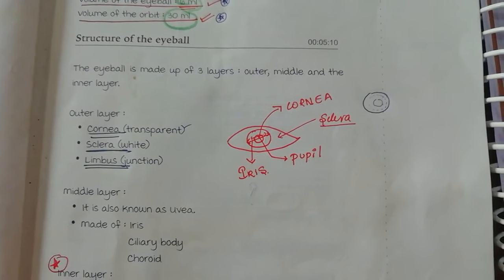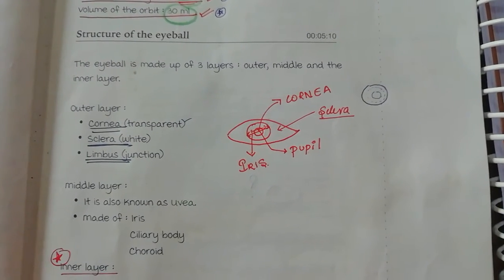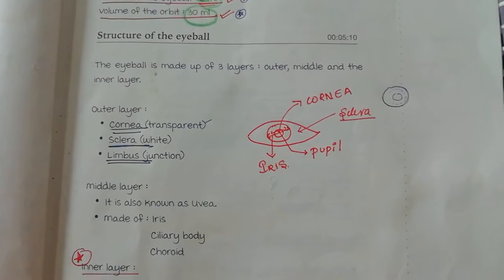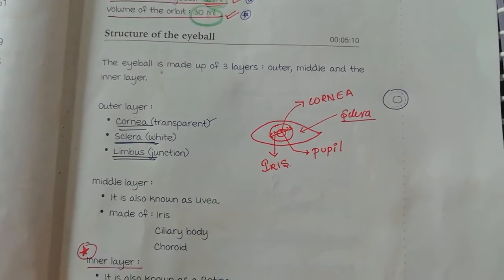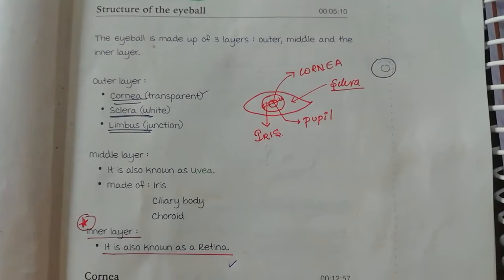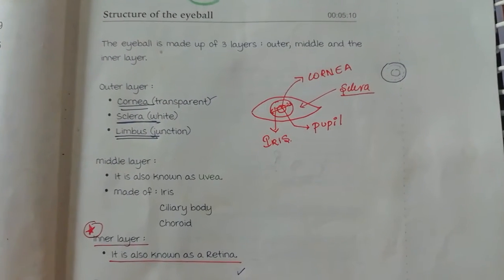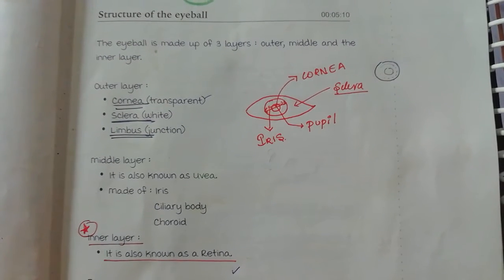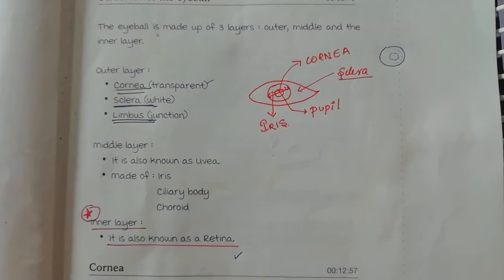In this we'll be dealing with the second subtopic of the first video. So in this video we'll be dealing with the structure of the eyeball, right? So let me read the points written here. It's written that the eyeball is made up of three layers: outer, middle and the inner layer.